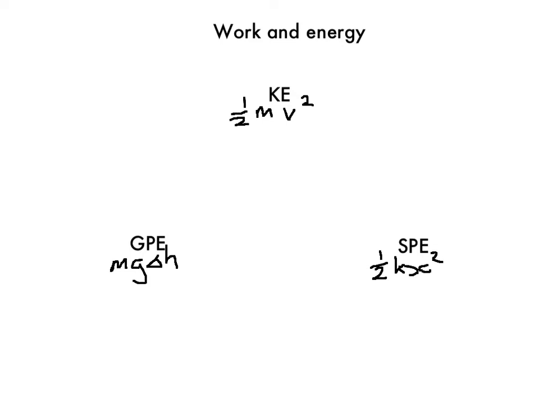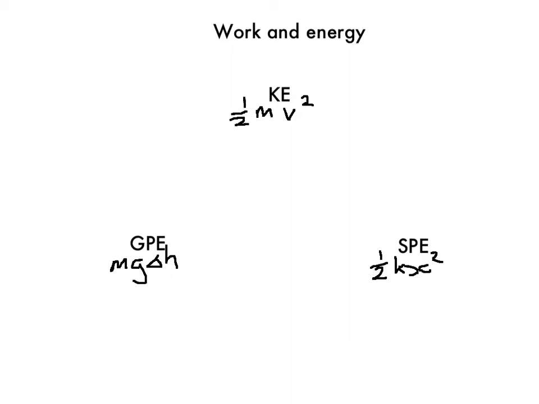There are three types of energy that we quantify in Year 12 physics. There's kinetic energy, which is equal to a half mv squared; gravitational potential energy, mass times gravity times the change in height; and strain potential energy, the energy stored in springs or elastic materials. It's half kx squared, where k is the spring constant.